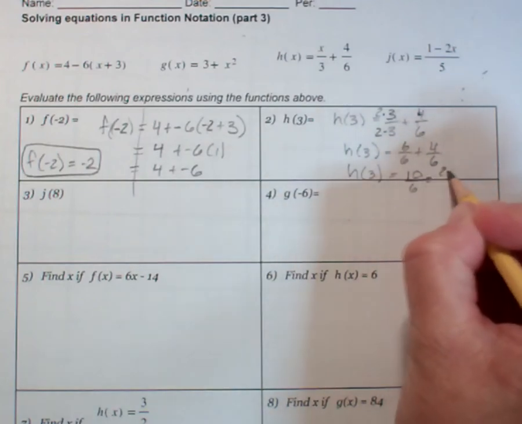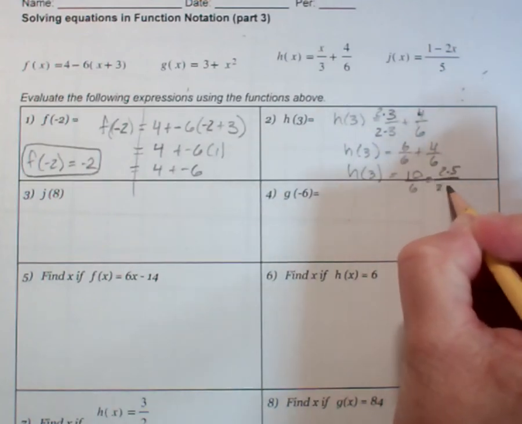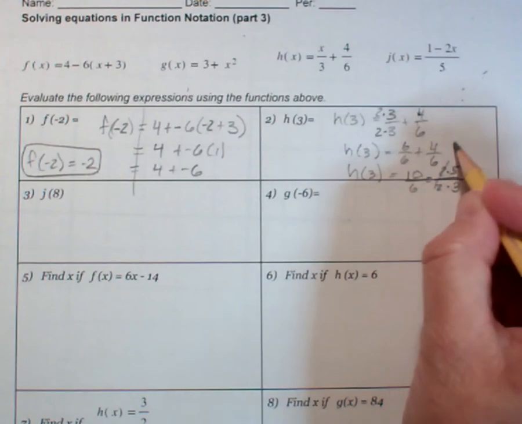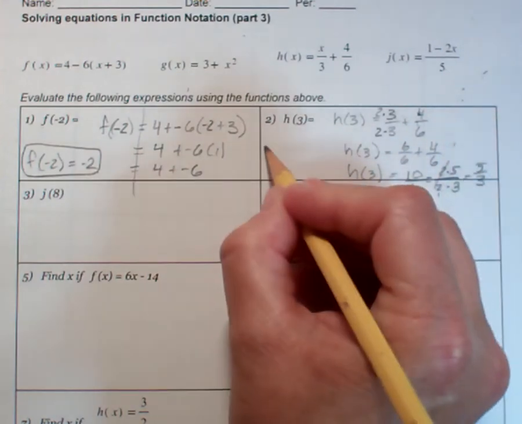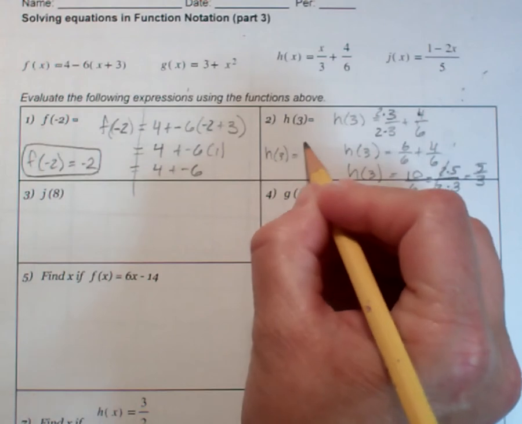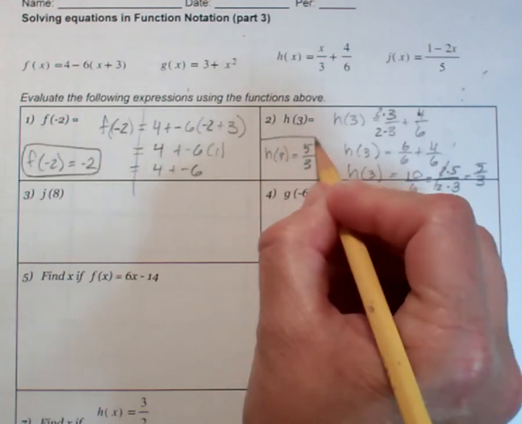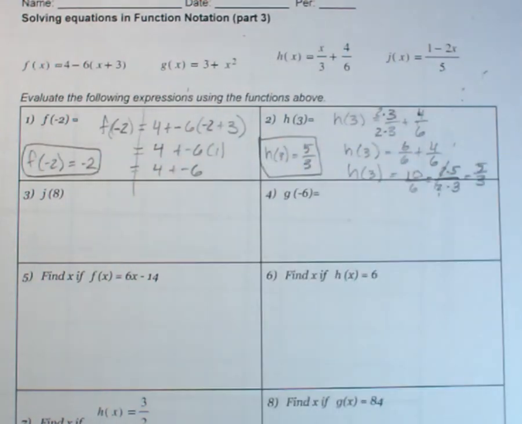10 is 2 times 5. 6 is 2 times 3. So we can cancel a 2. 2 divided by 2 is 1. And we get 5/3. So h of 3 is equal to 5/3. All right, pause the video. Give number 3 a try.